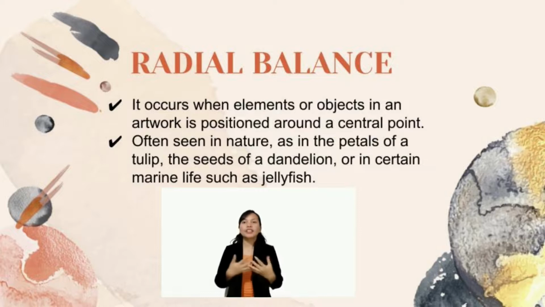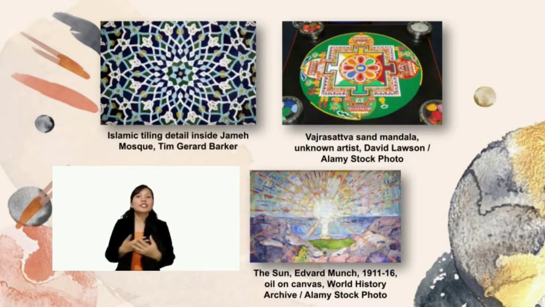So here are examples of radial symmetry or balance. First is this mosaic from the Jame Mosque of Isfahan in Iran. It is arranged around a central point. There are stars and flower shapes that radiate out from here. The design is very symmetrical, but the level of detail and sense of shapes flowing into each other keeps the composition interesting.